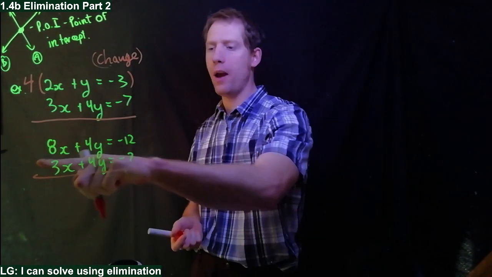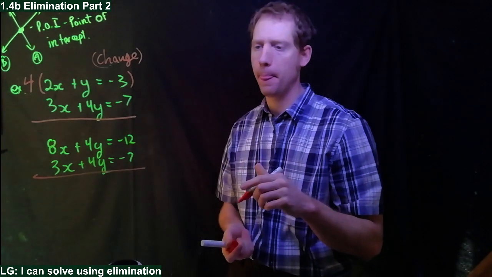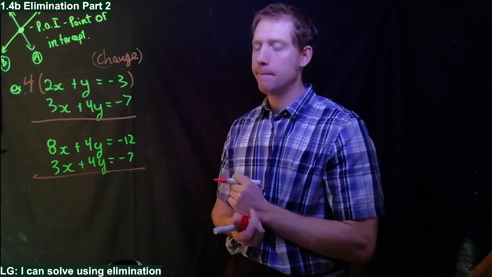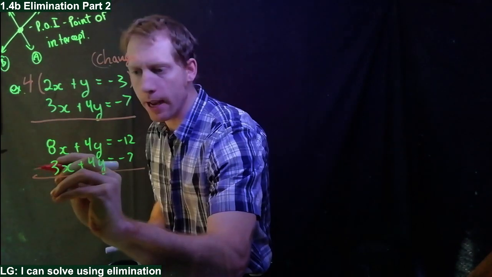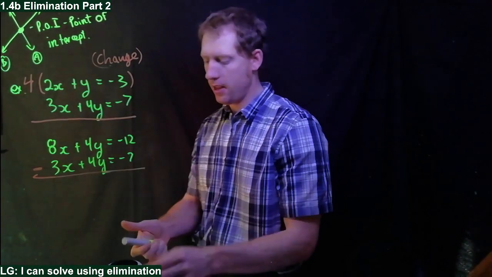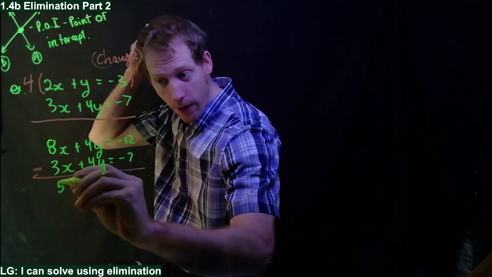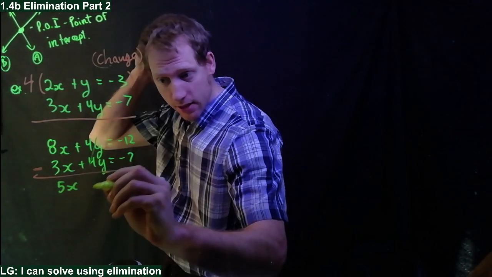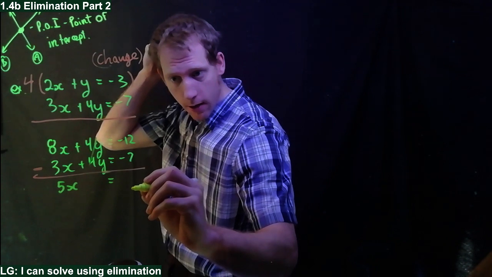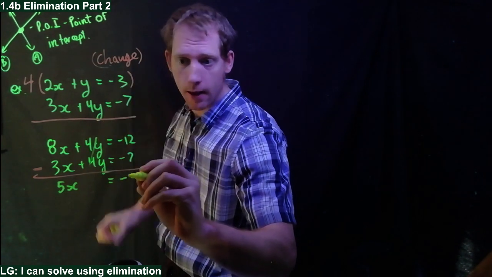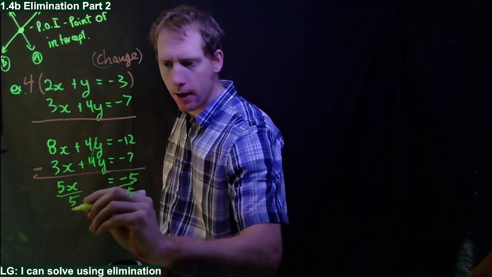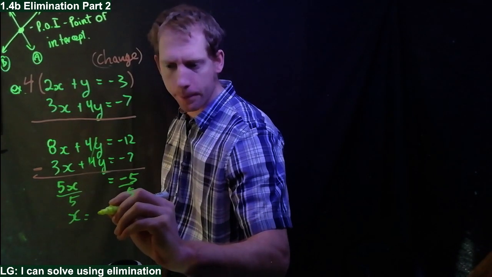You're going to either add or subtract. Bruce, what am I going to do? Add or subtract these two equations? Okay, we're going to subtract. So I'm just going to put the symbol here. 8x minus 3x, we're going to get 5x. This is going to be 0, and it is going to be equal to -12 minus -7, which is -5. So -5 divided by 5, x is equal to what? -1.